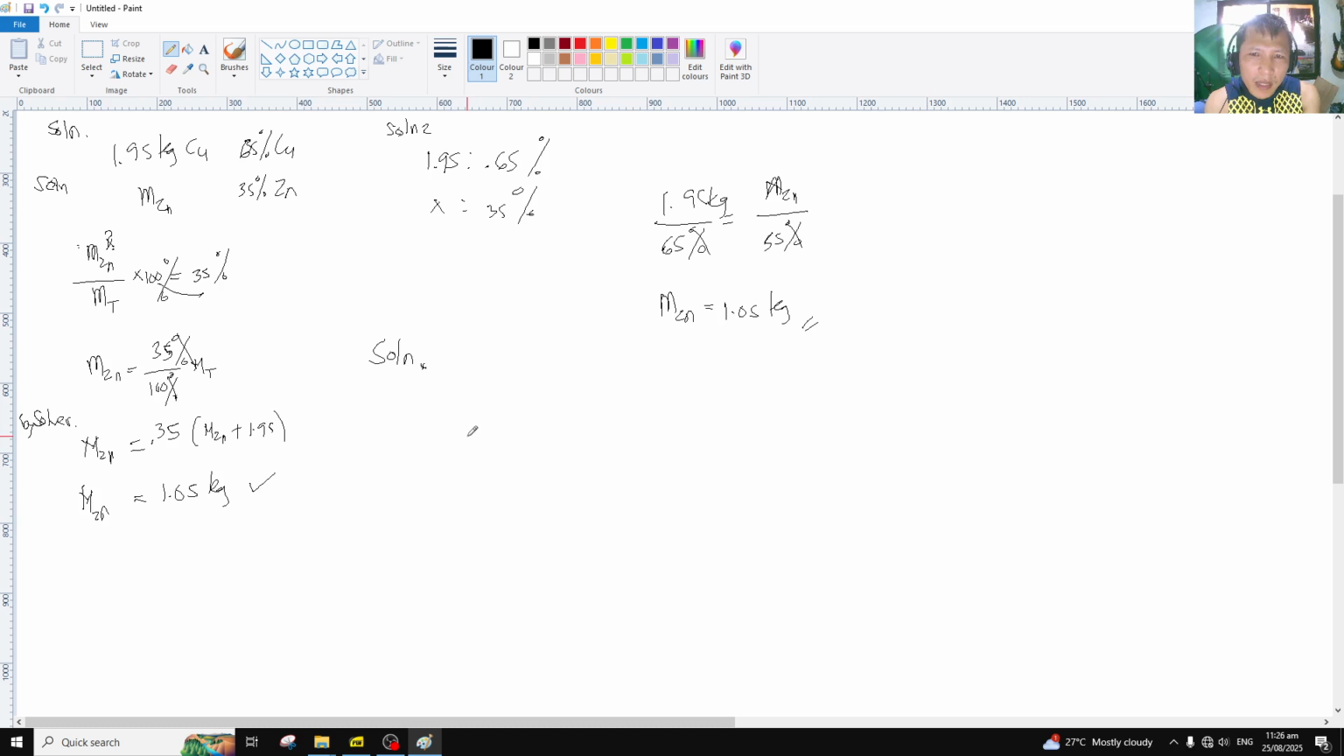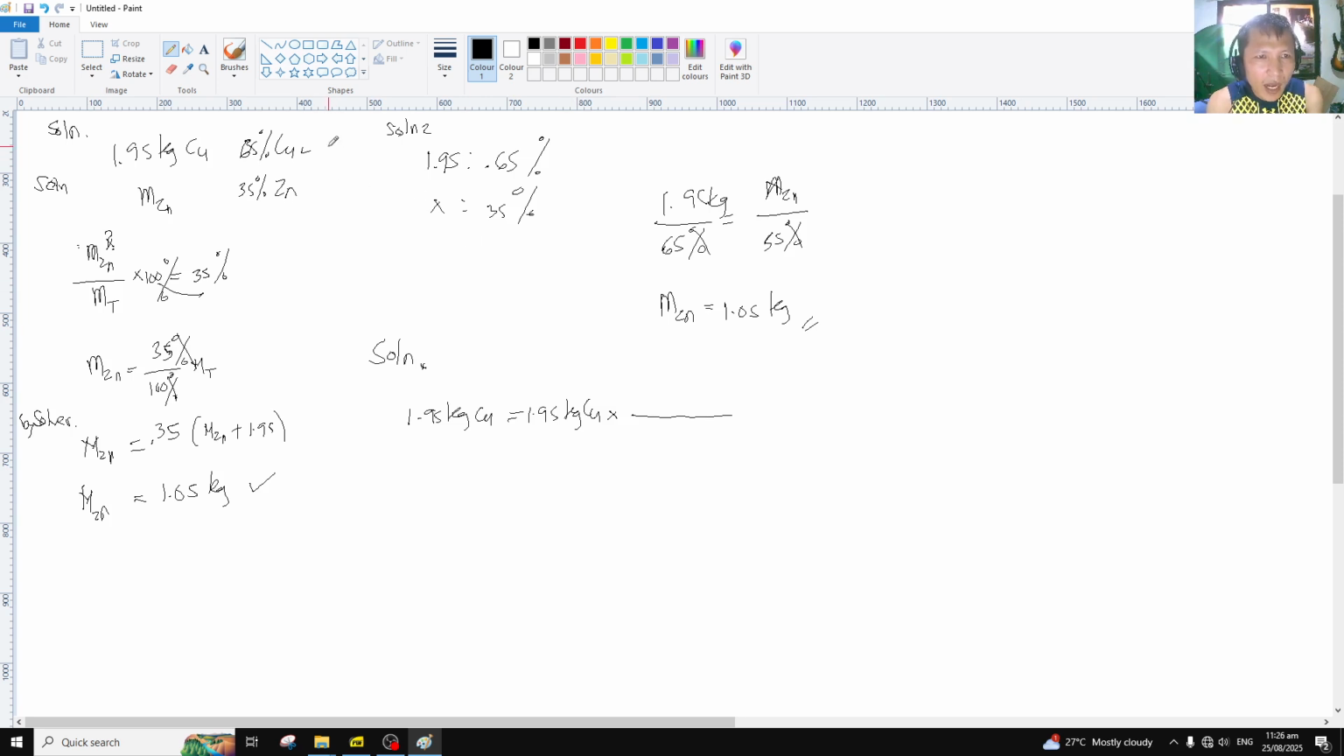So, solution number 3 is I will think of it as a conversion factor. I will start with 1.95 kilogram of copper. I will convert that to zinc. So how? I need a conversion factor that converts something with kilograms of copper, which is probably this 65%.